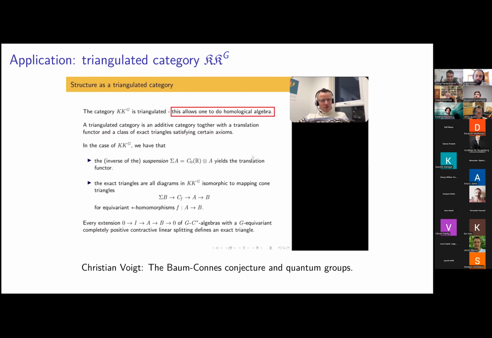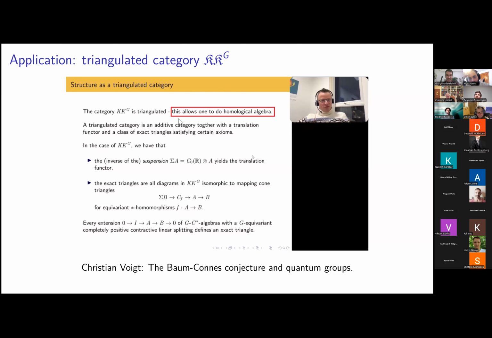slide specifically, that it says Christian said this: I think here that the category KKG is triangulated, and then there's a dash, that this allows one to do homological algebra. And this is what I'm going to hinge my talk on today, that the machinery that I'm going to describe, by the way, you can see that this has this prefix application, meaning that the machinery was of triangulated category. Now I'm applying this machinery to KKG somehow and describing it as a triangulated category.